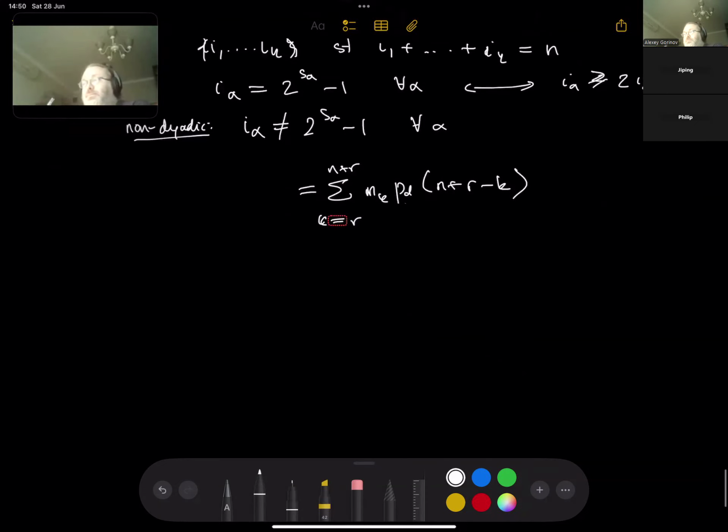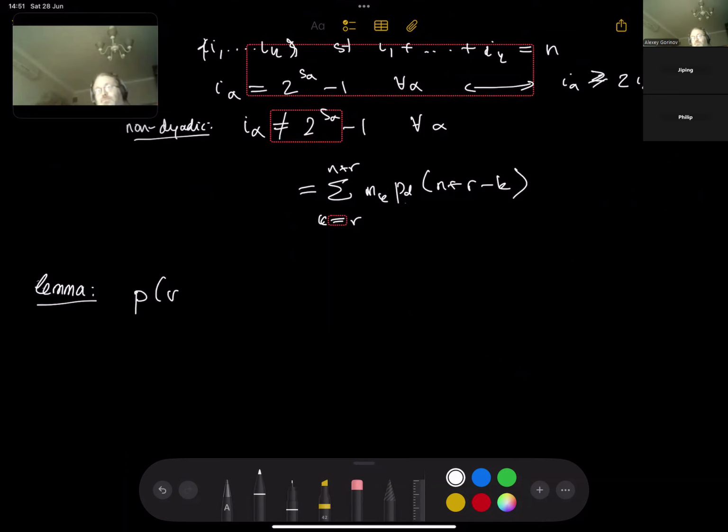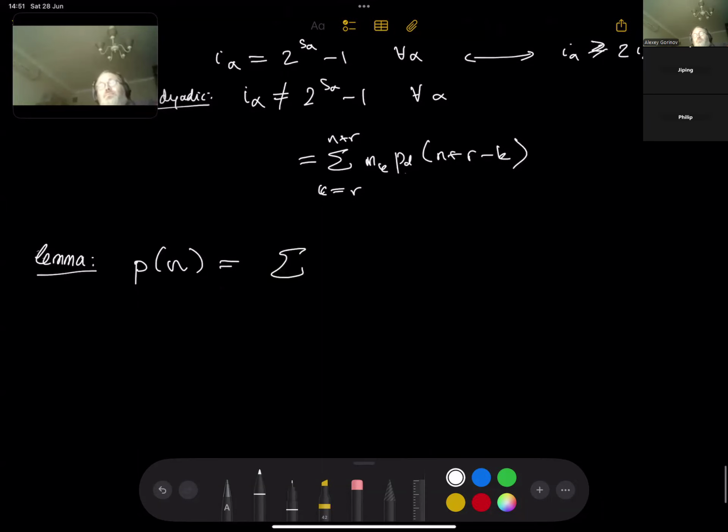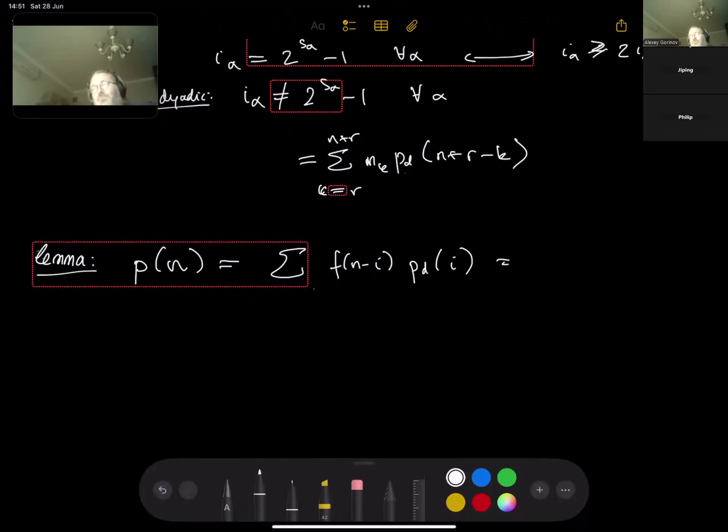Then there's a lemma that says: if p_n is the number of partitions of n, dyadic, non-dyadic, any partition, and we have this sum of f_{n-i} times the dyadic partitions of i, then f counts the number of non-dyadic partitions.